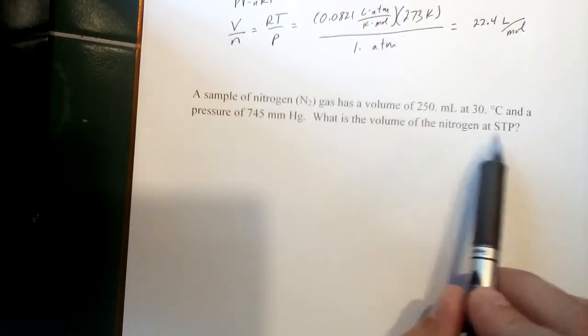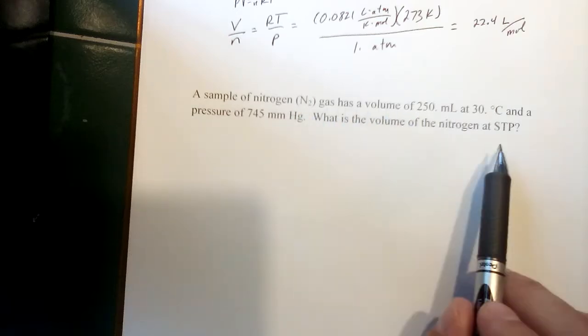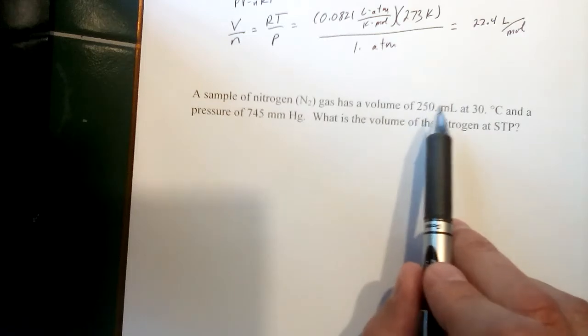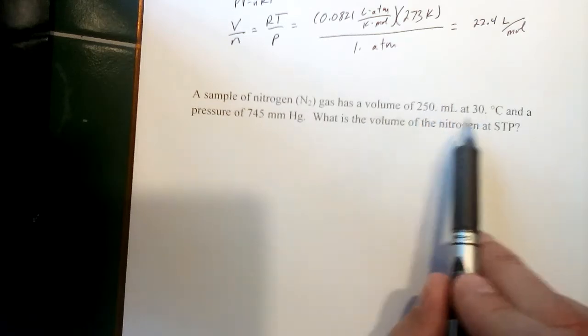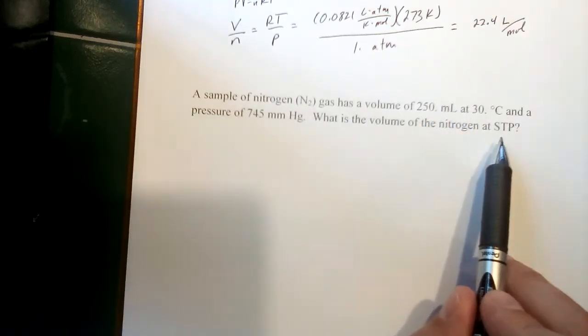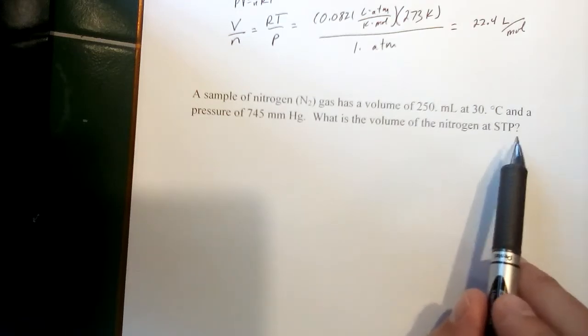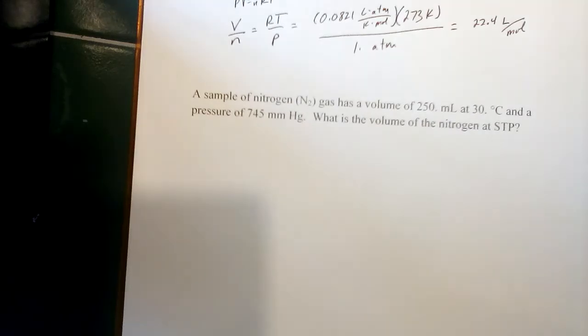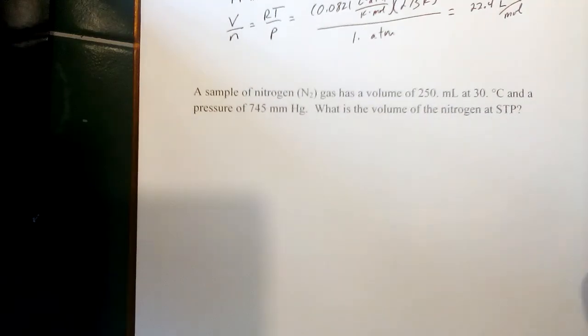So if it's STP, that means the volume has changed. Then that's what we're solving for. The pressure has changed because it went from 745 to 1 atmosphere, which would be 760, right? And the temperature has changed because it would go from 30 to 0 Celsius, appropriately when we change that to Kelvin. So that's one way we could solve this problem, is combined gas law.